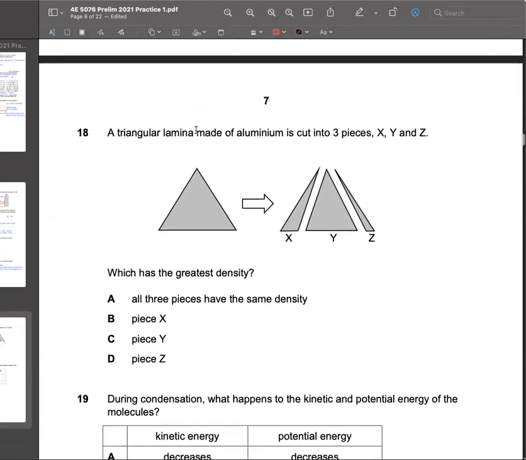Okay, this one. Which one has the biggest density? No, all are the same. It's the same because same material. That is the reason.